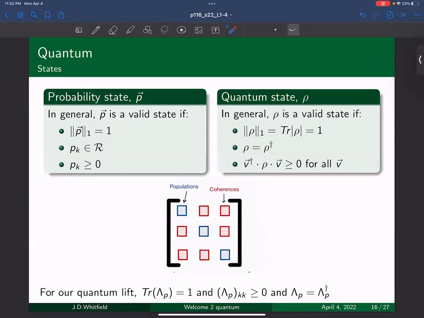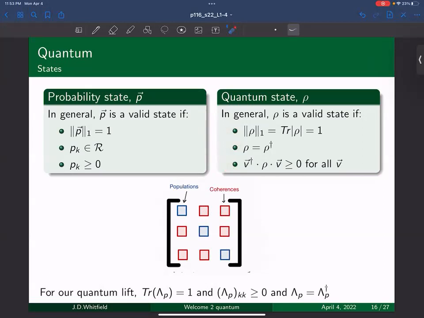The probability states have the normalization condition in these blue boxes. The diagonal of our density matrix, our probability density matrix, will also form a valid probability state. The coherences in the off-diagonal are complex numbers that really are there to enforce the conditions on the probability density vector, and they can only be there as long as they satisfy those conditions.